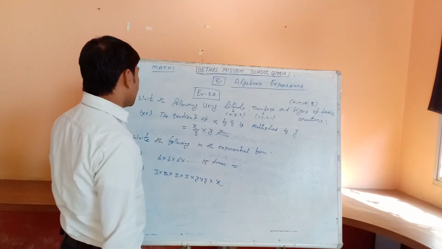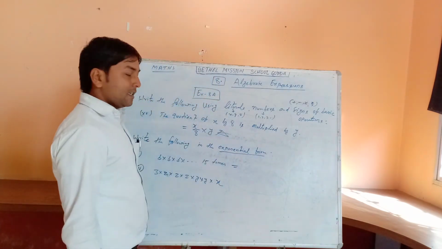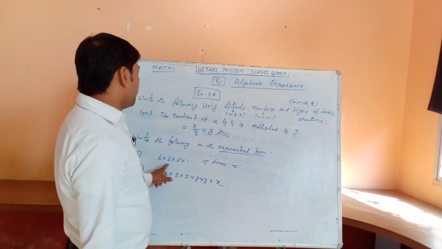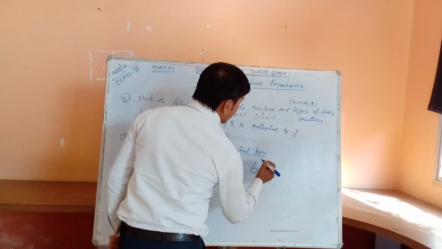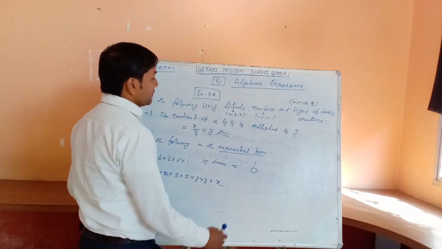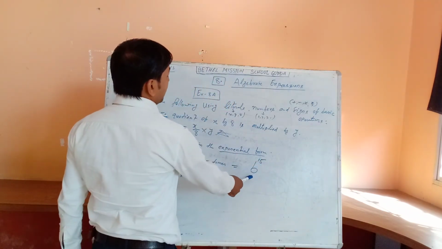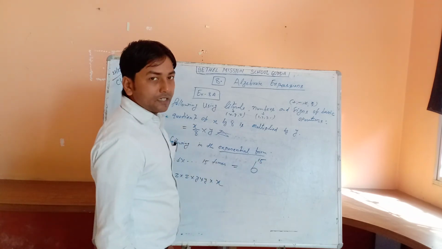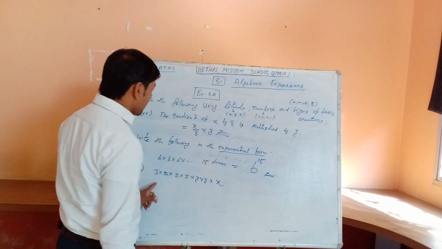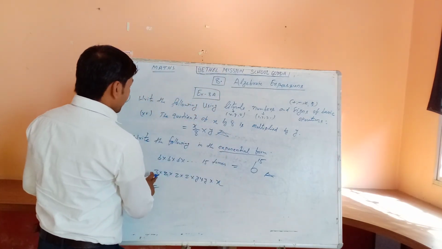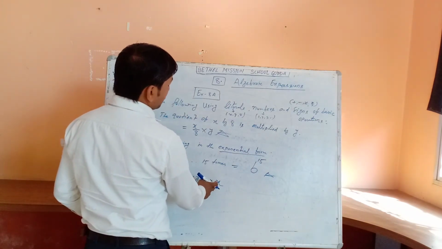Now the third question: write the following in exponential form. b into b into b into b, 15 times. It means b, and you have to write 15 as a power. This way, b to the power 15. Same you have to write. This is the answer.